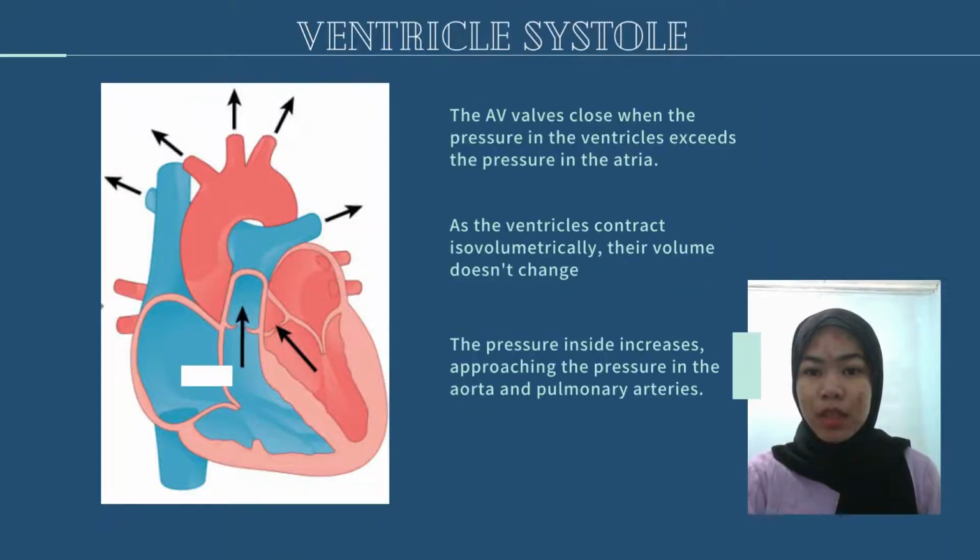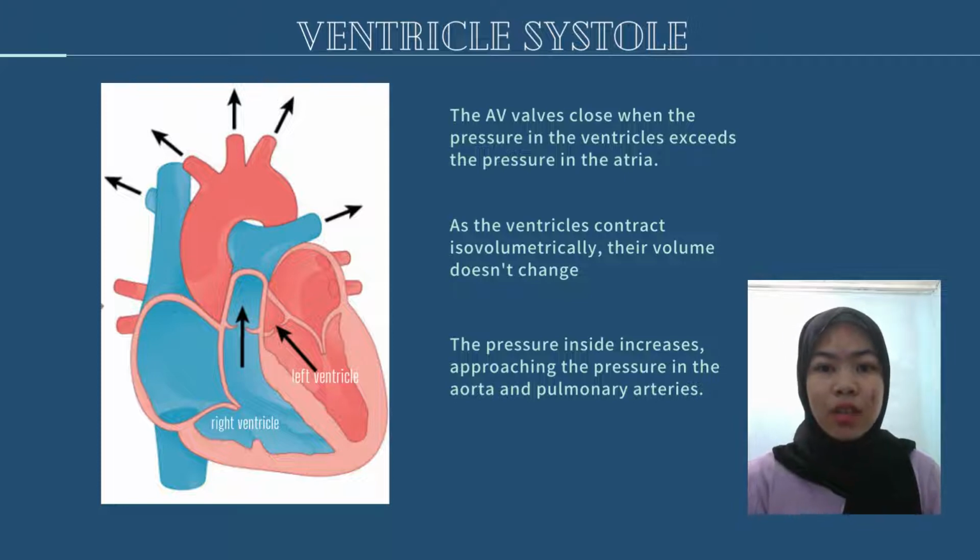We move to the ventricular system. The atrioventricular valves close when the pressure in the ventricles exceeds the pressure in the atria. As the ventricles contract isovolumetrically, their volume doesn't change. The pressure inside increases, approaching the pressure in the aorta and pulmonary arteries.